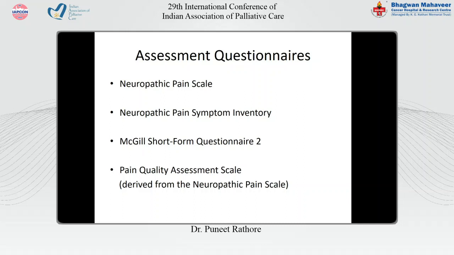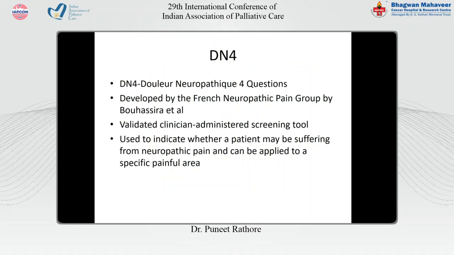The topic given to me is to describe a screening tool which can be administered easily and can be used by all healthcare workers. So I have chosen DN4. What is the DN4 questionnaire? DN4, that is the Douleur Neuropathique 4 questions. It was developed by the French Neuropathic Pain Group by Bouhassira et al. It is a validated clinician administered screening tool. It is used to indicate whether a patient may be suffering from neuropathic pain and can be applied to a specific painful area.